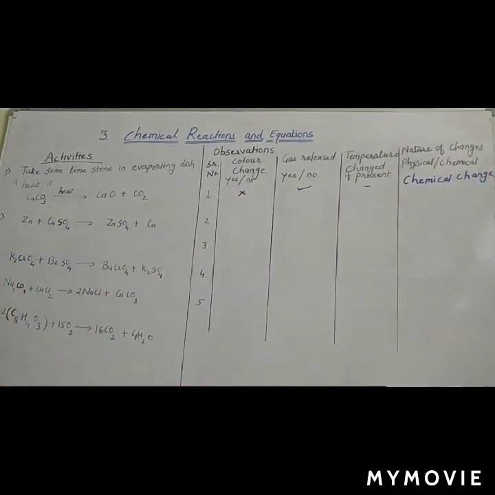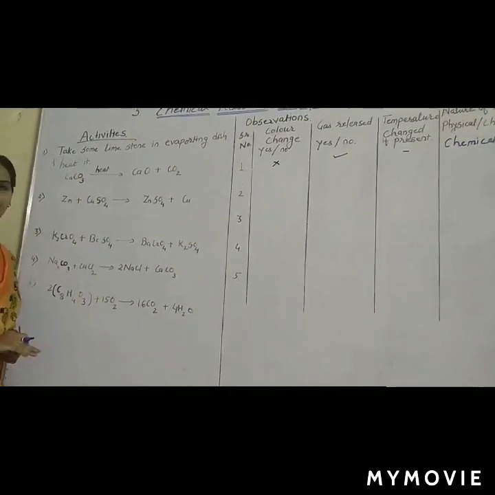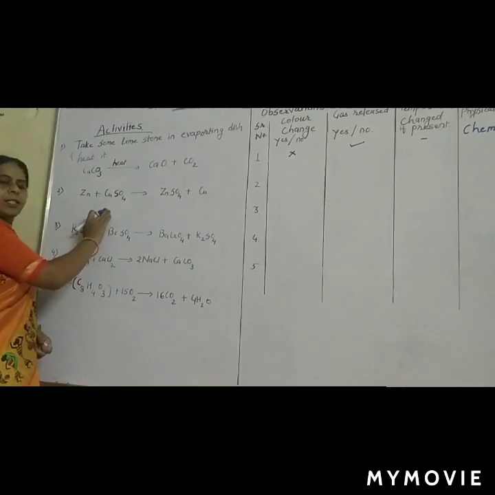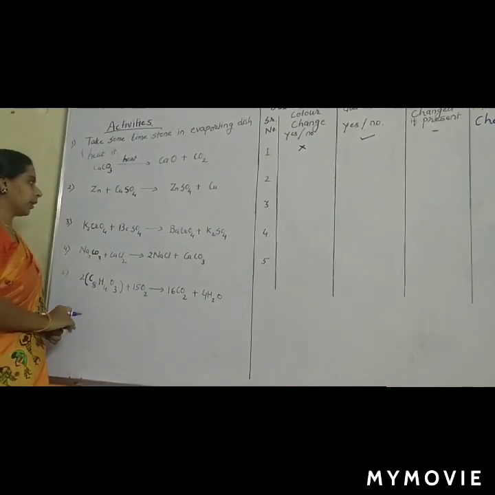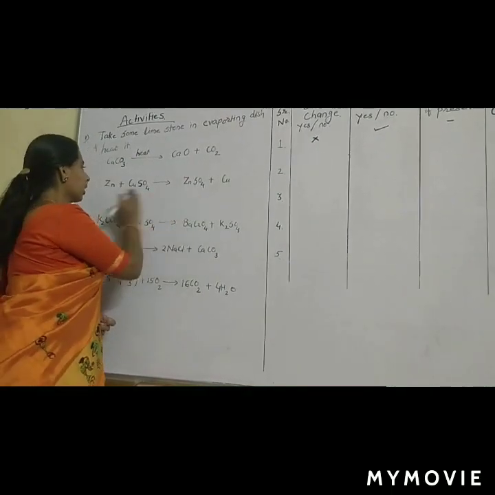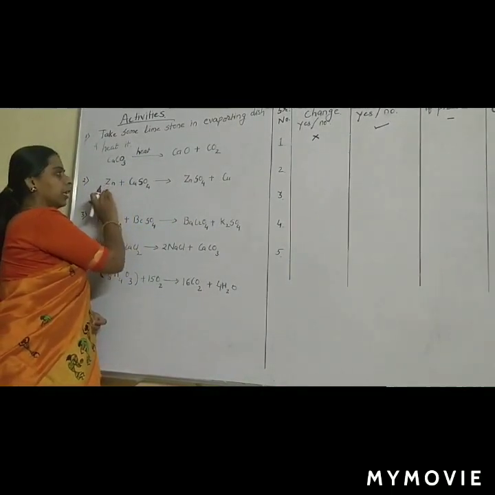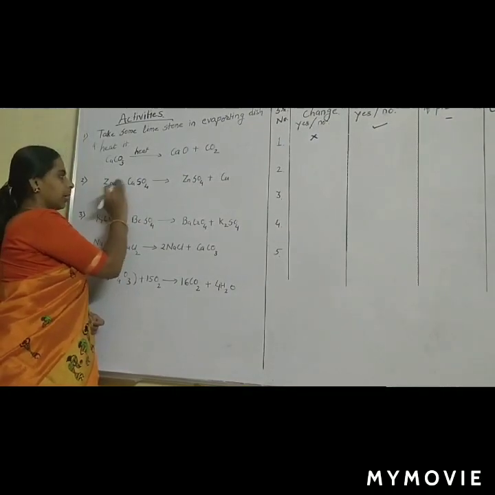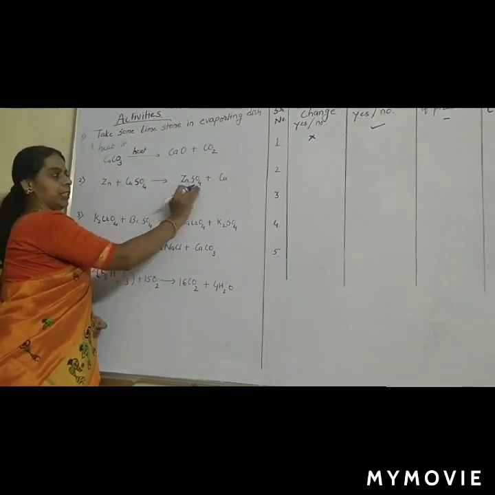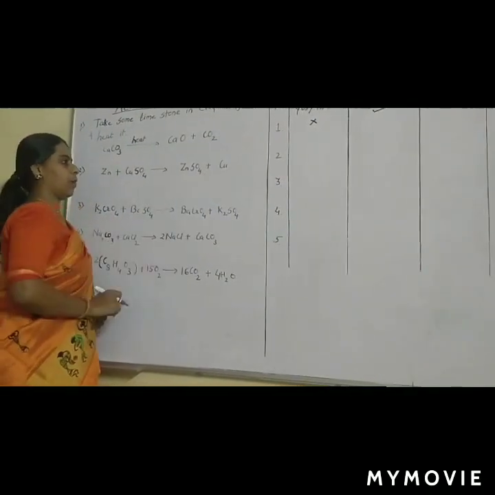Now we will see the second activity, that is zinc added to copper sulfate. Copper sulfate is blue in color. If we add zinc dust to that blue solution, the reactivity of zinc is more than that of copper. So zinc displaces copper and combines with the sulfate ion. So there will be a formation of zinc sulfate plus copper.